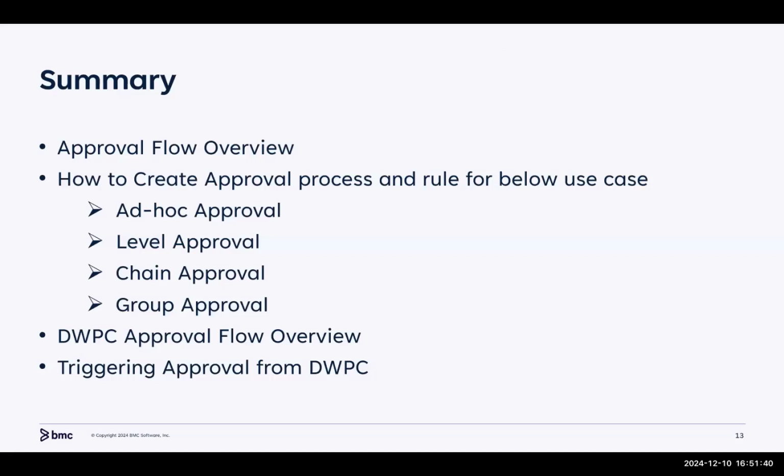Just a summary of the webinar today. We went through the approval flow overview, how to define the process and how to define the rule from the AR side, from the ITSM side, and how to create an approval process based on certain use cases. We covered today the out of the box use case, which is SP request manager, and how to call it from DWP catalog. It's available out of the box, and it only has one level of manager. There's no multi-level manager there, I mean, the manager of the manager.